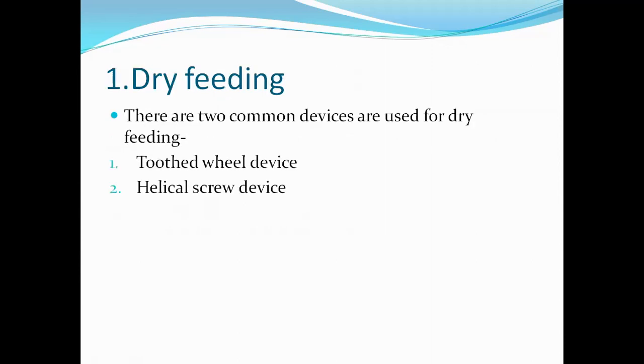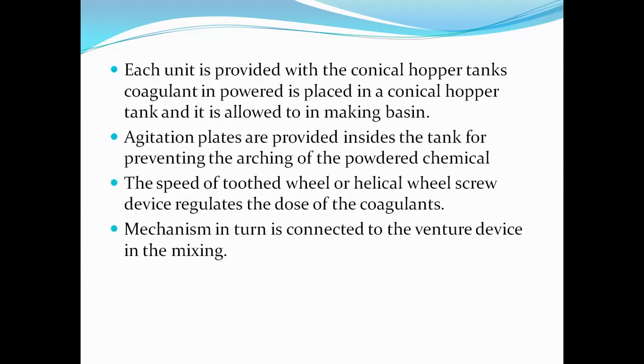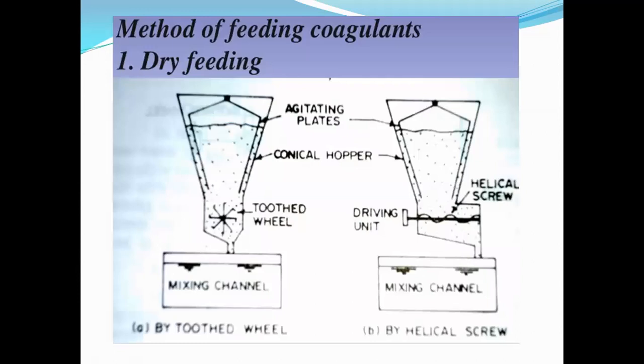First let us revise what dry feeding is. Dry feeding means the coagulant is mixed into the water in the form of powder. There are two common devices used for dry feeding: first is the toothed fill device and second is the helical screw device. These two devices are used to feed the coagulant into the water. Hope you all get this concept of dry feeding of coagulation.